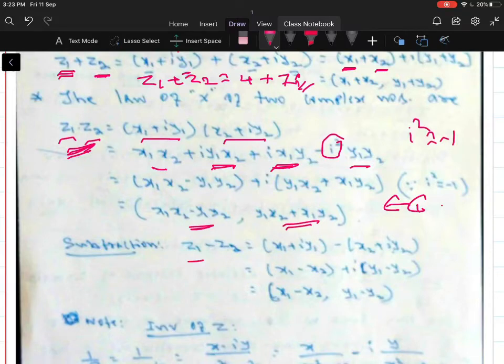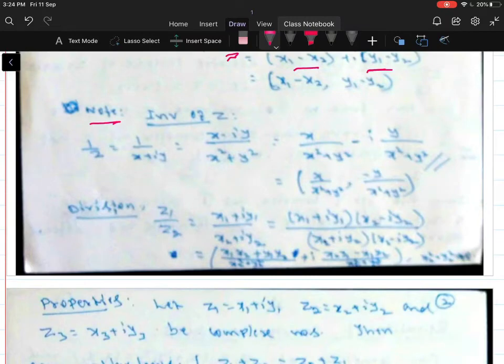Similarly, complex numbers can be subtracted also. Let us take z1 and z2. z1 minus z2 is equal to just subtracting the real parts of z1 and z2 and subtracting the imaginary parts of z1 and z2. So that can be written as (x1 minus x2) plus i is common, (y1 minus y2). So that can be written as an ordered pair (x1 minus x2, y1 minus y2).